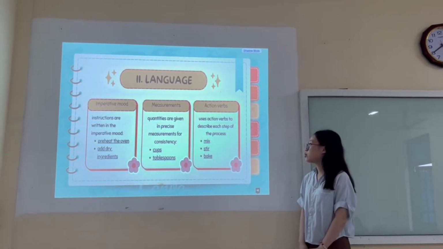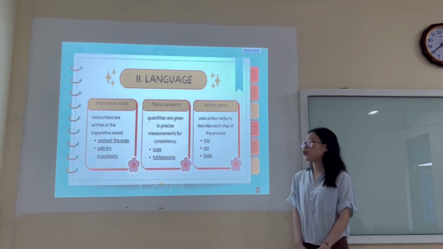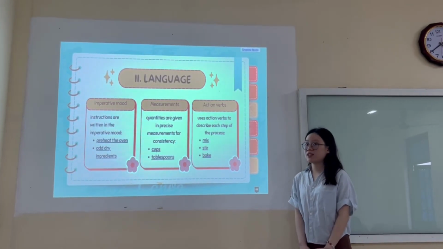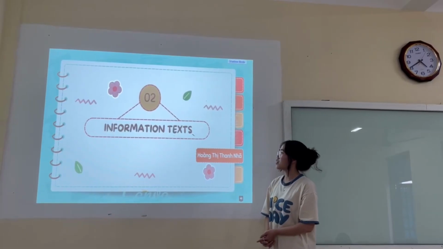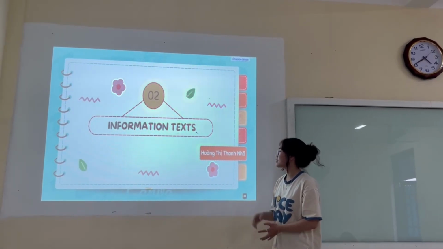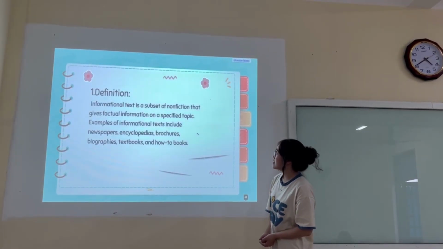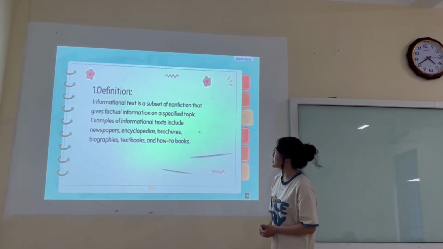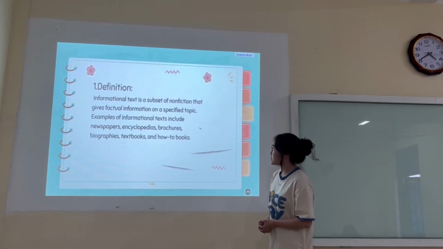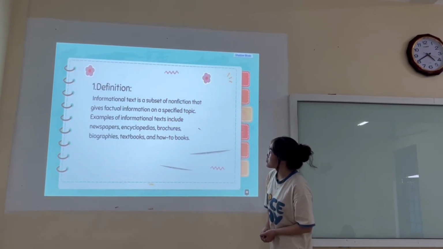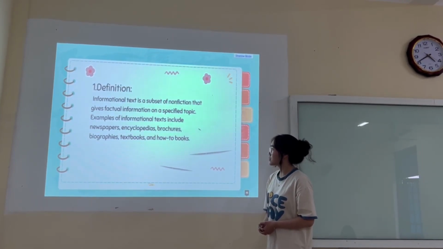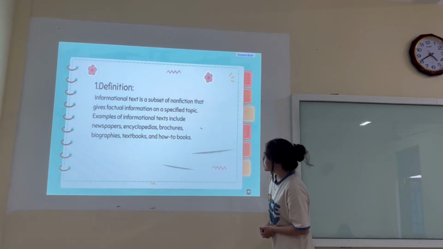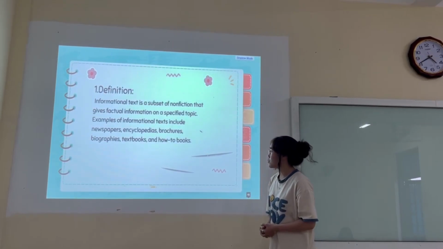Instruction text uses action verbs to describe each step of the process, like mix, stir, or bake. I will talk about information text. Information text is a subset of provisions that give factual information on a specified topic. Examples of information text include newspapers, catalogs, careers, projects, biographies, textbooks, and notebooks.